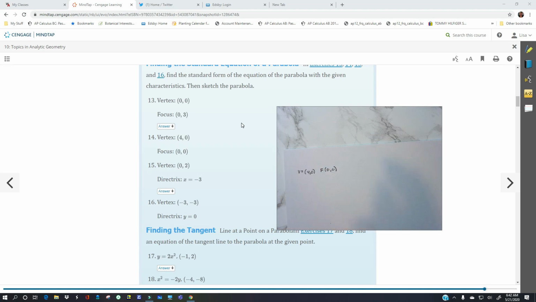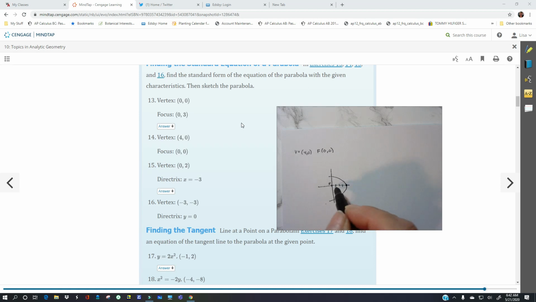And what you should always do first and foremost is make a sketch, right? So I've got a focus here, that's a focus at 0, 0. And at 1, 2, 3, 4, 0, I've got the vertex. And what I know is that the parabola opens toward the focus, right?